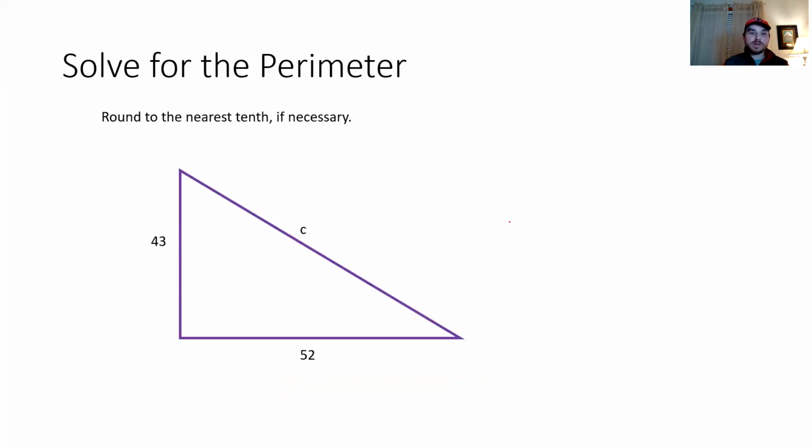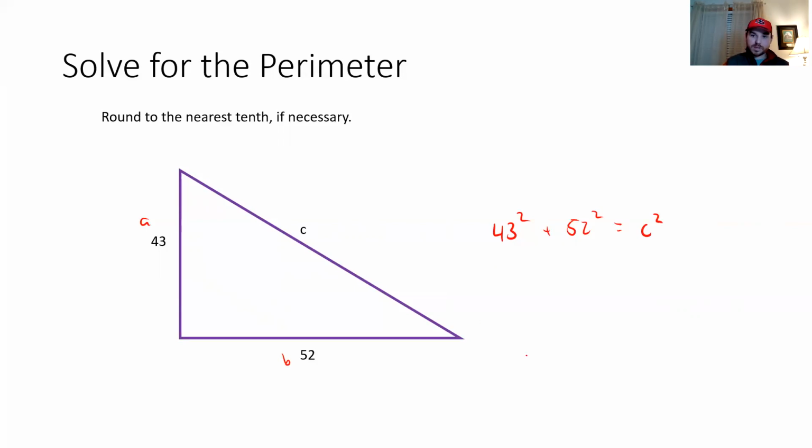Let's look at one more example. This time we're not given c, so this one is a little bit easier to solve. Let's use this as a and this is b. So 43 squared plus 52 squared equals c squared. In this case, these are big numbers. I'm definitely going to need my calculator here.